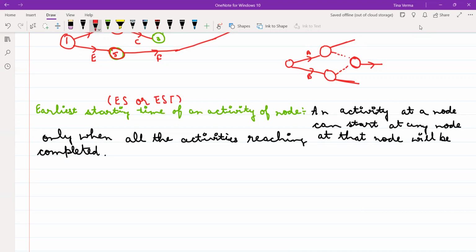Is it clear? What it is saying is that whenever you have to start an activity, all the activities before it should be complete.